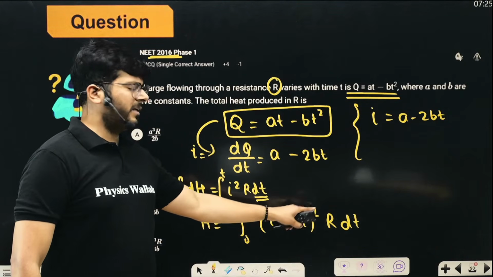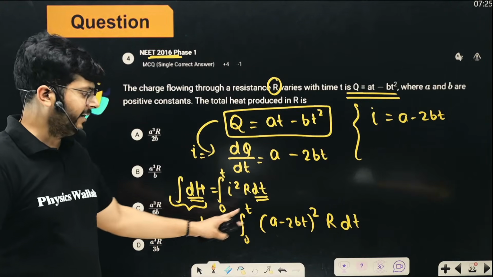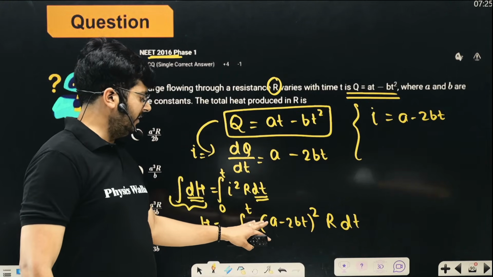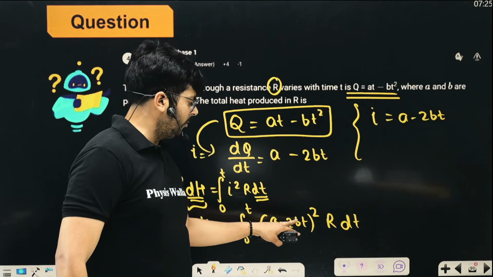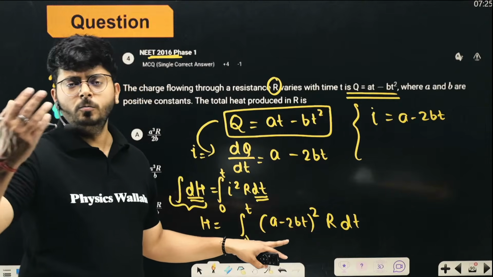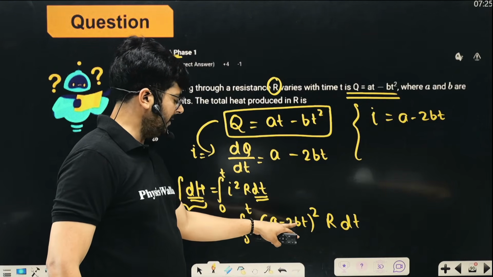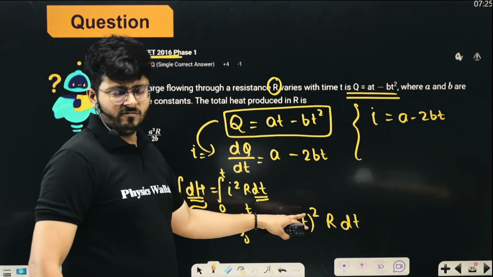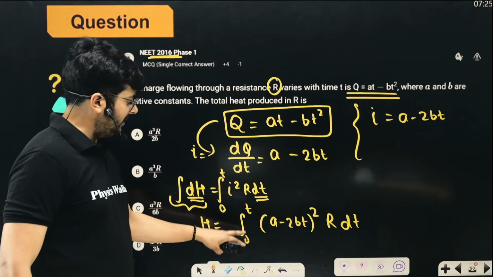Here, a minus b whole square, you can apply a square plus b square plus 2ab and integrate it after that, right? So integration of a square will be a square into t. Integration of this 4b square t square will be 4b cube by 3, and then integration of 2 times ab will be similarly done, right? And now after that you have to put the limits, right?